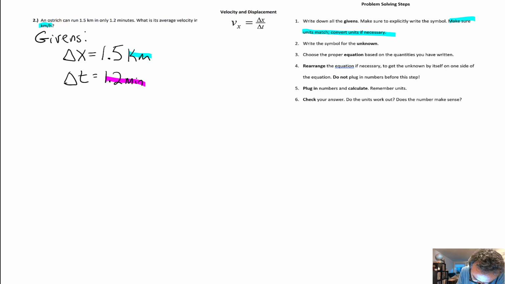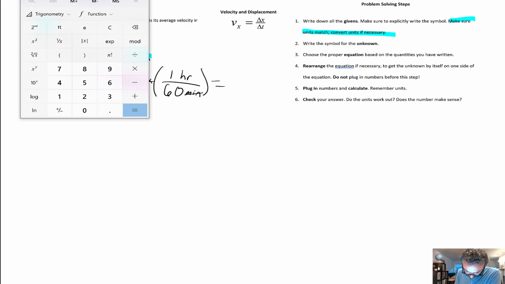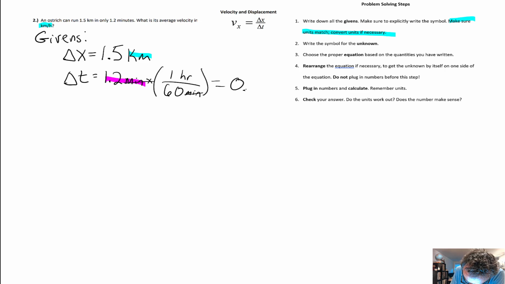But I can do that. 1.2 minutes I can convert into hours pretty easily, because I know that there's 60 minutes in an hour. So if I call 1 hour and 60 minutes my conversion factor, minutes cancel out here. And all I have to do is divide 1.2 over 60 to find my time in hours. 0.02. Right, so the ostrich takes 0.02 hours to run the 1.5 kilometers.